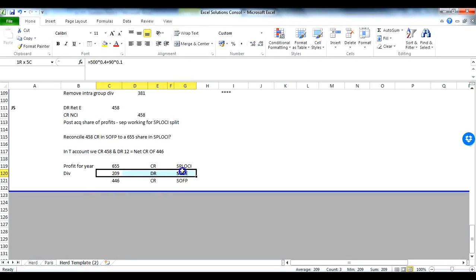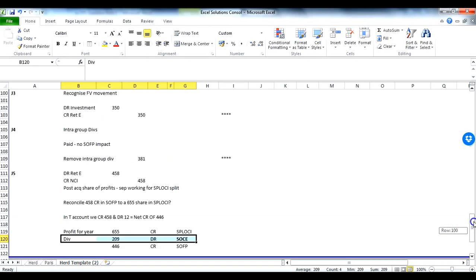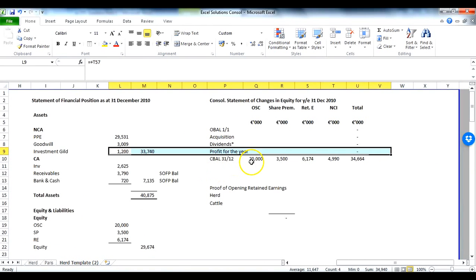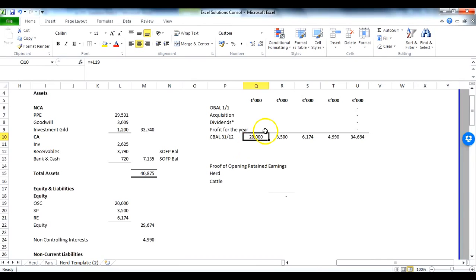We now need to show our dividend coming out for the NCI of 209 in the statement of changes in equity, and that's where we're going to go next. So we know all the closing balances from the statement of changes in equity are just the balances here on the equity portion of the statement of financial position.